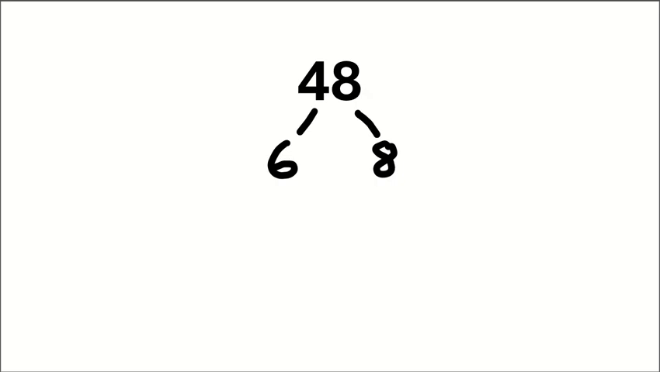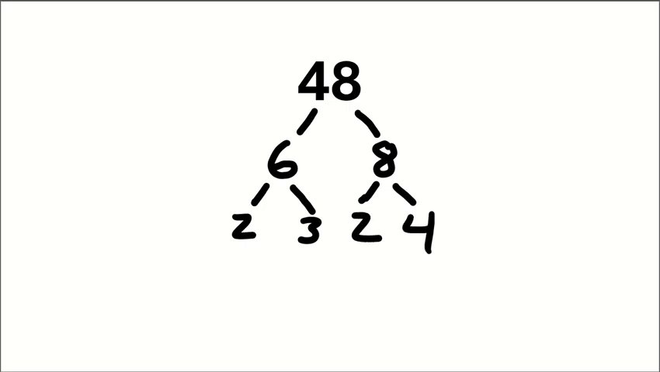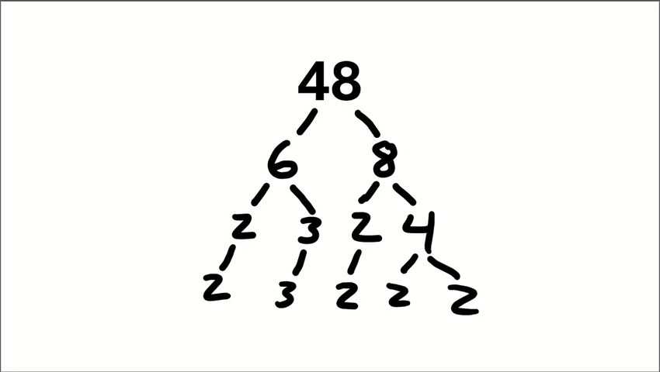Now, 6 is a composite number, so let's go ahead and break that apart. What two numbers multiply together to equal 6? Well, I know that 2 times 3 equals 6. And now I got to break the 8 apart because that is also composite. What two numbers multiply together to equal 8? Well, I know that 2 times 4 equals 8. Well, this is prime, this is prime, this is prime, and this is composite. So let's break it apart. And we know that 2 times 2 is 4.